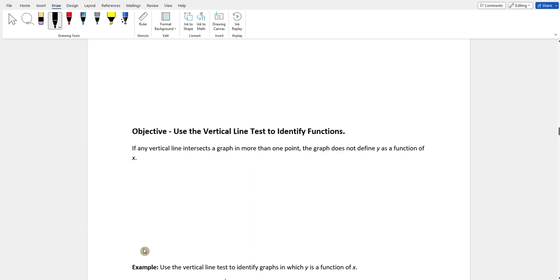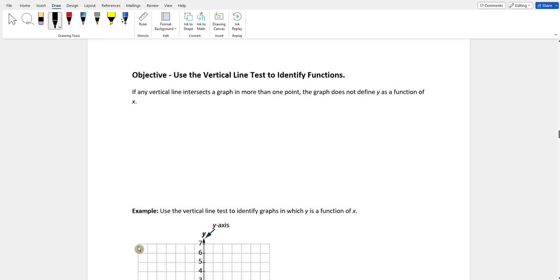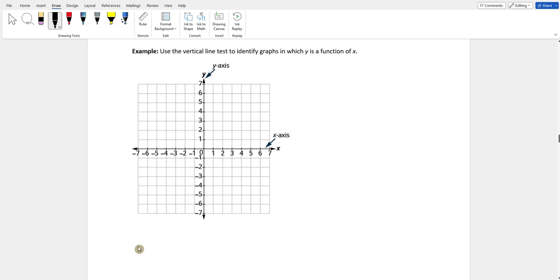Next, we're going to use the vertical line test to identify functions. If any vertical line intersects a graph in more than one point, the graph does not define y as a function of x. So I'm going to just randomly draw a graph. So let's say I draw this graph here. Like I said, I'm not the best at drawing. And I wanted to do a vertical line test. So I am going to draw a vertical line on this graph, anywhere on this graph.